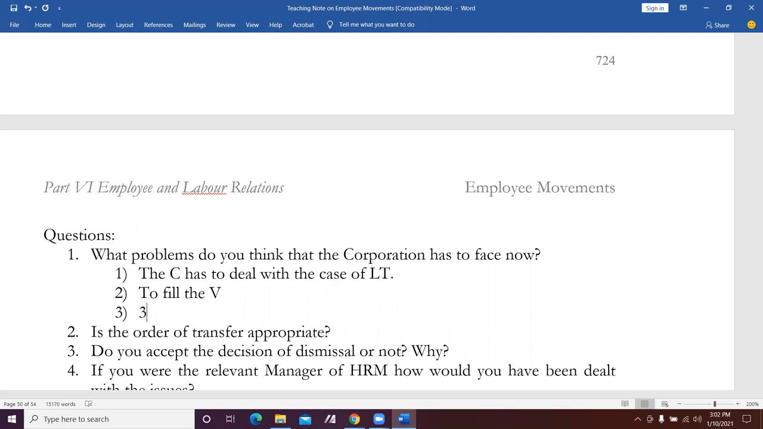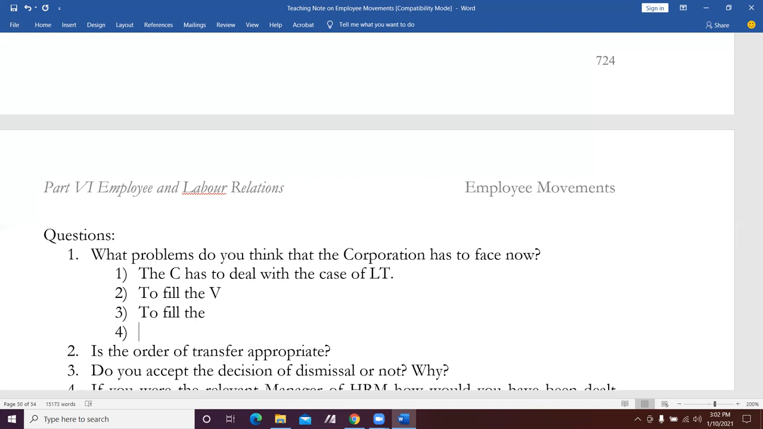Then the third one is to fill the vacancy that occurred after dismissing Mr. Kulasekara. Mr. Kulasekara was dismissed, so now his job became vacant. I mean, his position really. The job is clerk grade one. His position became vacant. Then the third problem, the fourth one.